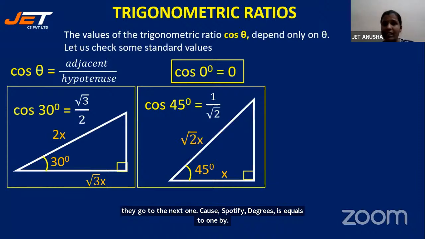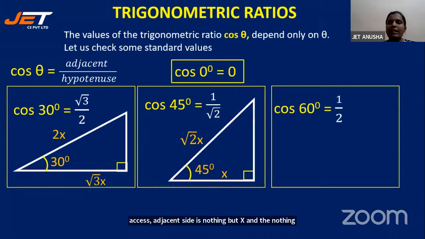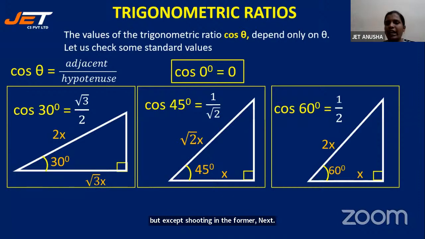Again, we are taking a right angle triangle. In place of theta, we will be taking 45 degrees. The adjacent side is nothing but x, and the hypotenuse is nothing but root 2x. Substituting in the formula, we will be getting 1 by root 2. Next, cos 60 degrees is equals to 1 by 2. Let's see how we got that. We are again considering the right angle triangle. In place of theta, we are taking 60 degrees. If you substitute in the formula, then you will get the answer as 1 by 2.